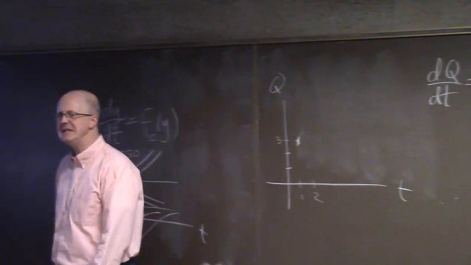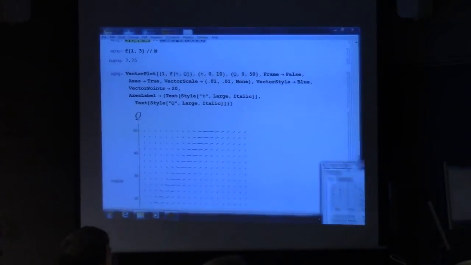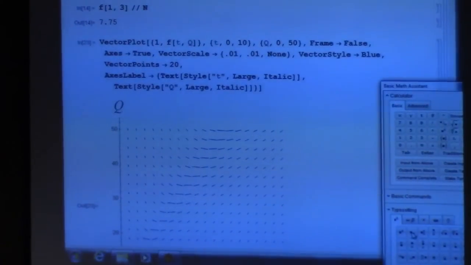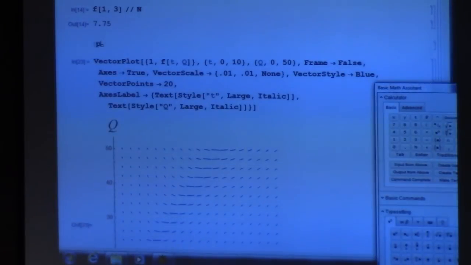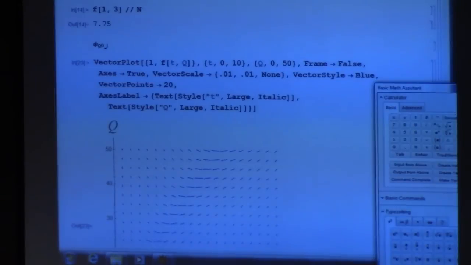Actually, let's go ahead and use DSolveValue in kind of a fancy way here, in a nice way. I'm going to go ahead and use the phi. But I'm going to put a subscript on it. I'm going to call the subscript q0 for the initial value of q.